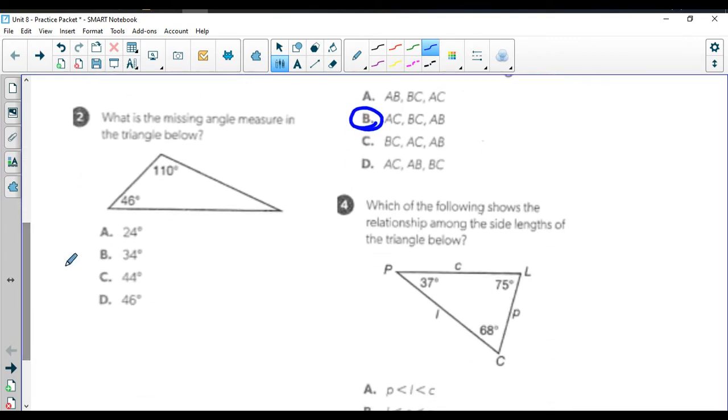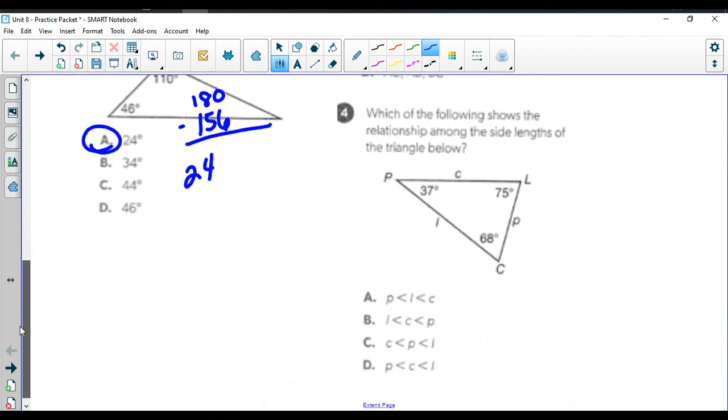Number 2, what is the missing angle measure in the triangle below? I'm going to go ahead and add 110 to 46. That gives me 156. And I'm going to subtract that away from 180. And that's going to leave me with 24 degrees for our missing angle.